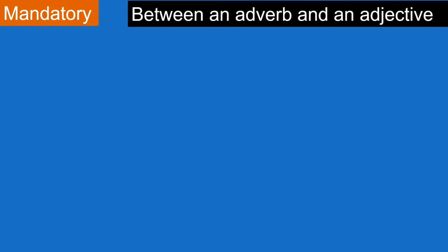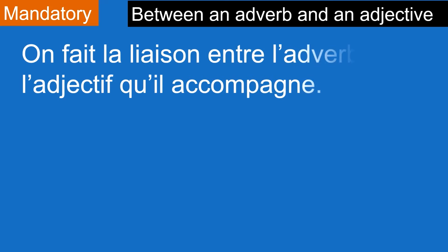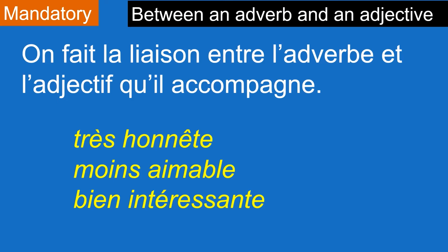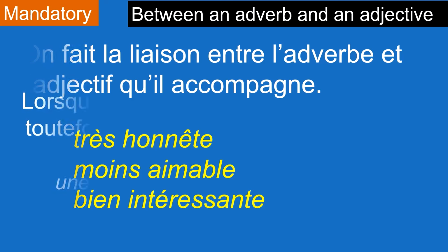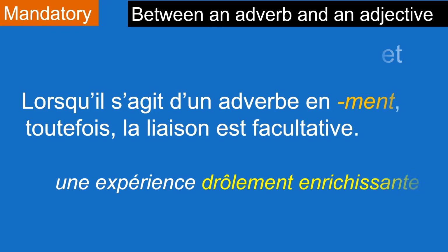La liaison is mandatory between an adverb and an adjective. Très honnête. Very honest. Moins aimable. Bien intéressante. However, for adverbs ending in ment, la liaison is optional. You can say drôlement enrichissante with or without la liaison.